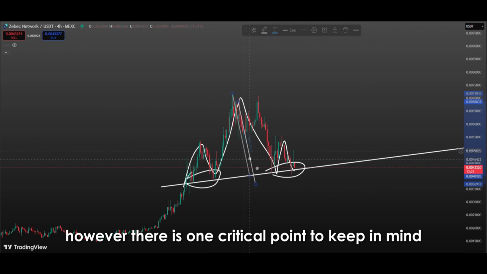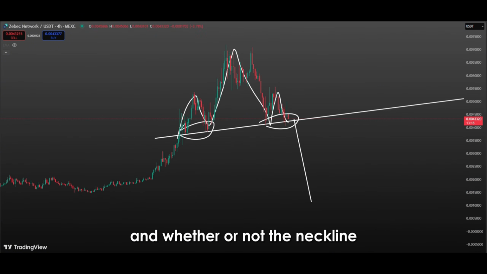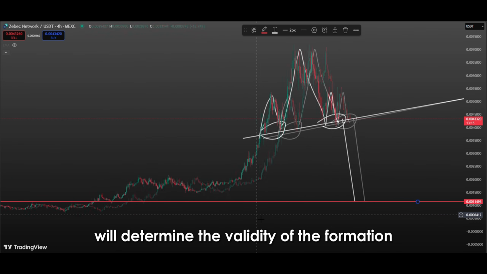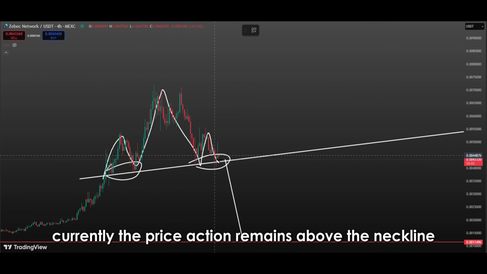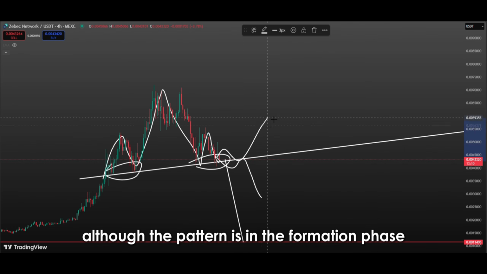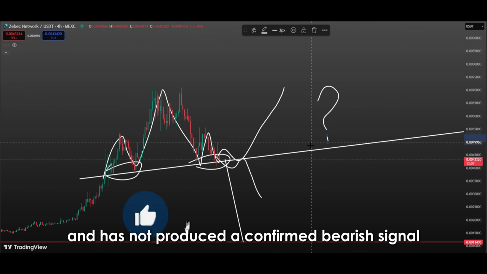However, there is one critical point to keep in mind. The pattern has not yet been completed, and whether or not the neckline, a key level, is broken to the downside will determine the validity of the formation. Currently, the price action remains above the neckline. This means that although the pattern is in the formation phase, it has not yet been activated and has not produced a confirmed bearish signal.